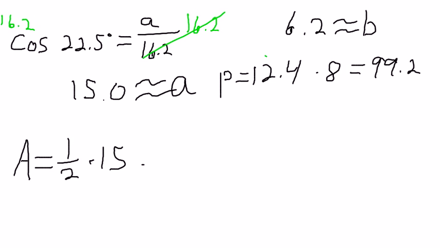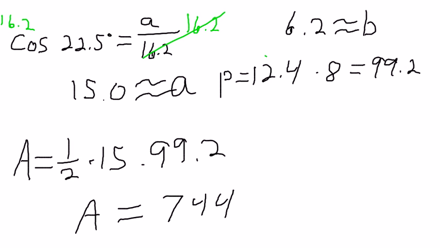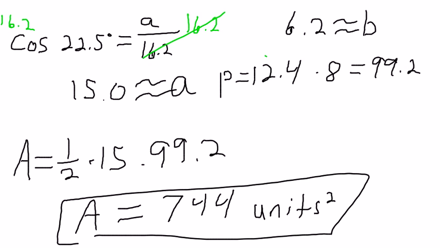So, in the end, this is what we're multiplying. 0.5 times 15 times 99.2. And I get 744. Now, depending on where you rounded in this problem, your answer might differ slightly, but it should be somewhere close to 744 square units.